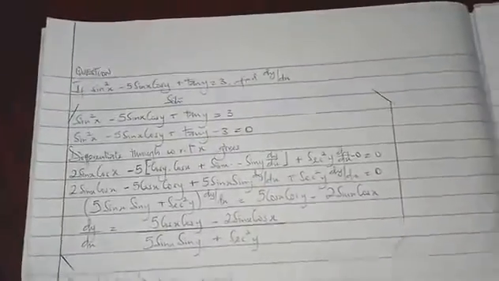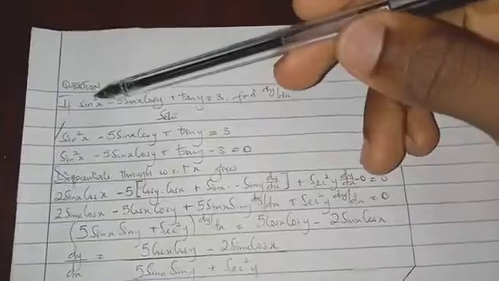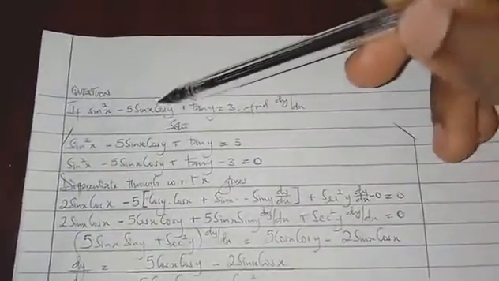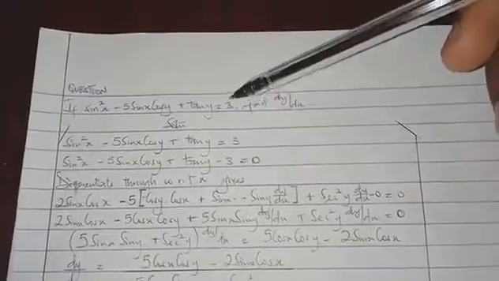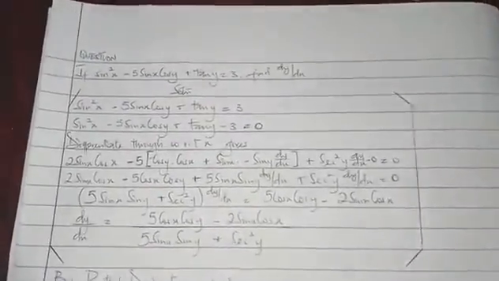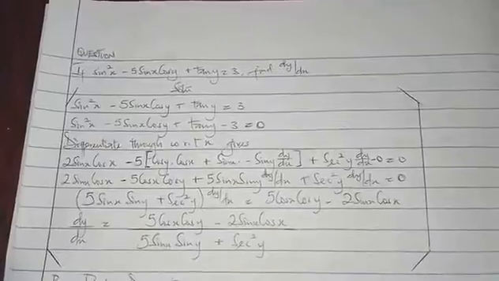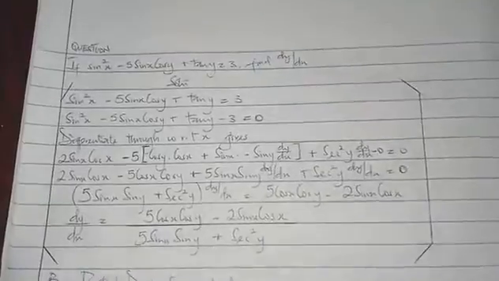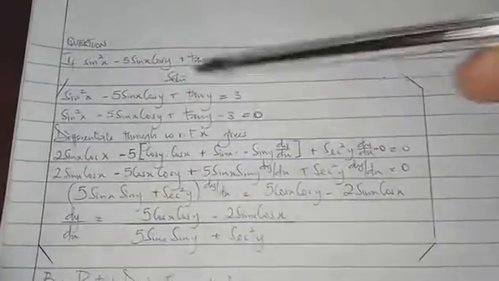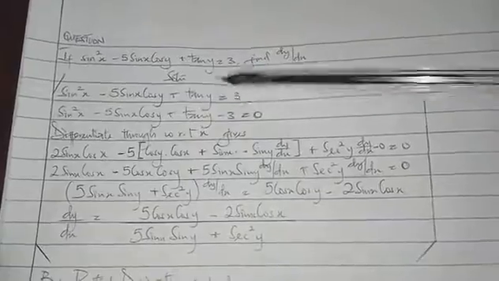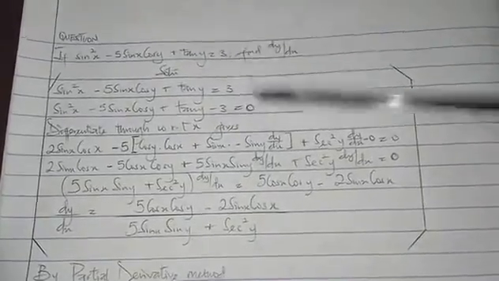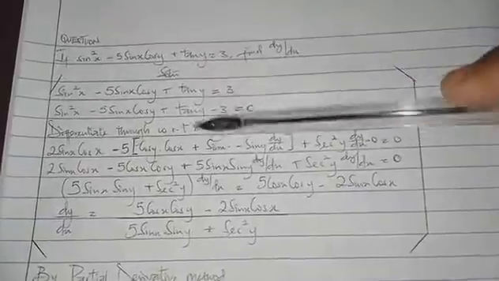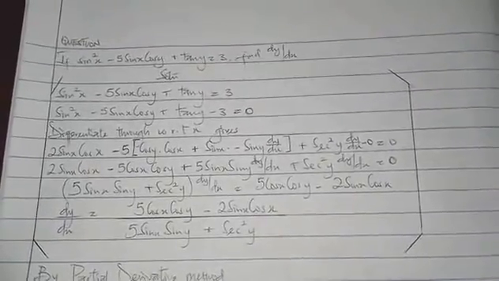Alright, so look at this question. If sine square x minus 5 sine x cos y plus tan y is equal to 3, find dy over dx. This one that is kind of like in a box is the first way of solving implicit functions. That's from 106. Now you're given this equation, you take everything to the left hand side, equate it to 0. You will differentiate with respect to x, like I said a while ago.